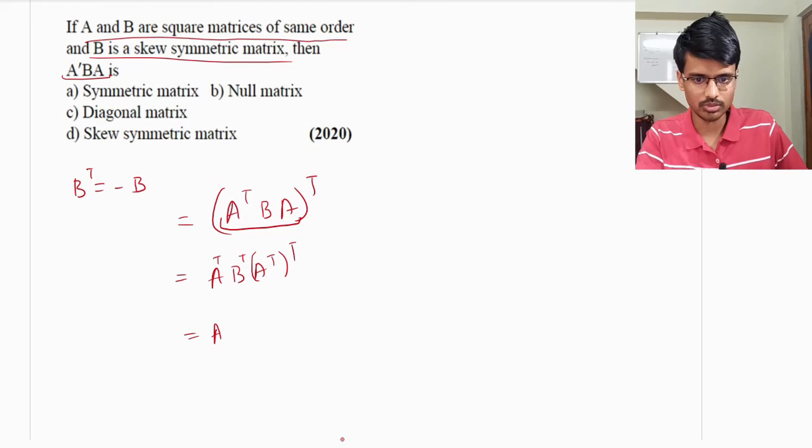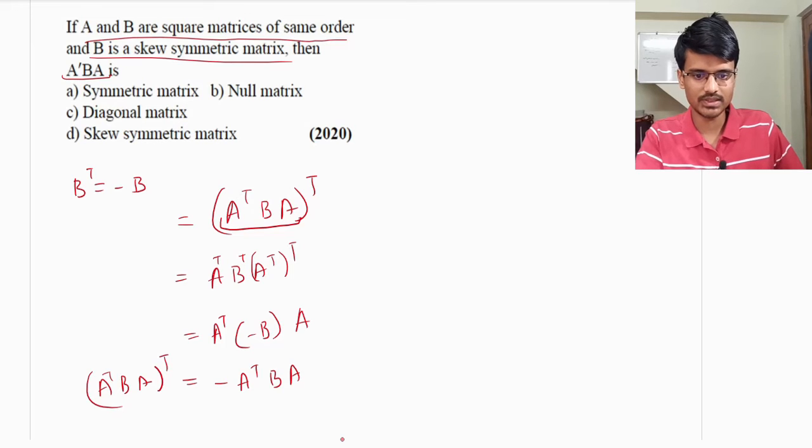A transpose is nothing but A transpose only. B transpose is minus B. A transpose whole transpose is A. So what I get is minus of A transpose BA. What can you observe here? This is the condition for a skew symmetric matrix. So the correct answer is option D.